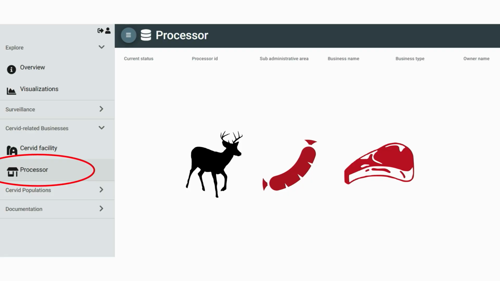The processor collection is for storing information about meat processors and taxidermists. This includes numbers of cervids processed, disposal methods, and other on-site activities. Similar to cervid facility data, this can be helpful for risk assessments and sampling quotas.